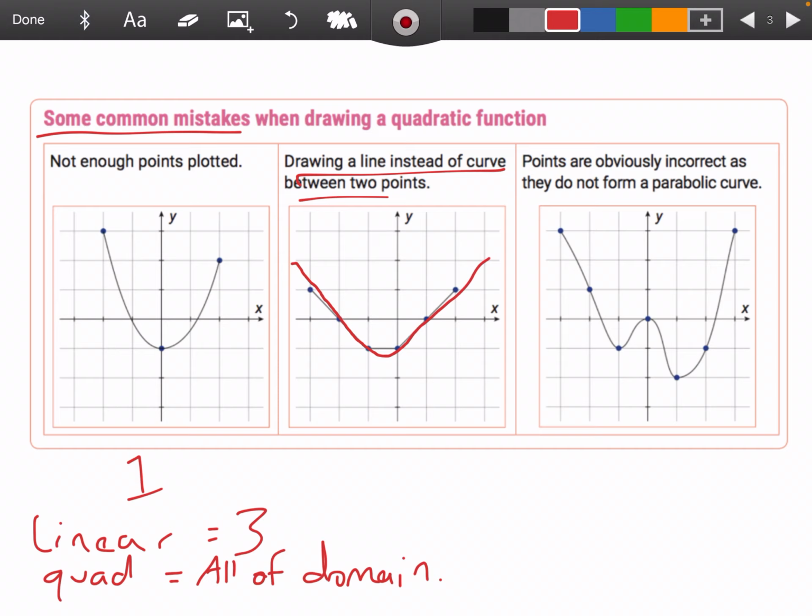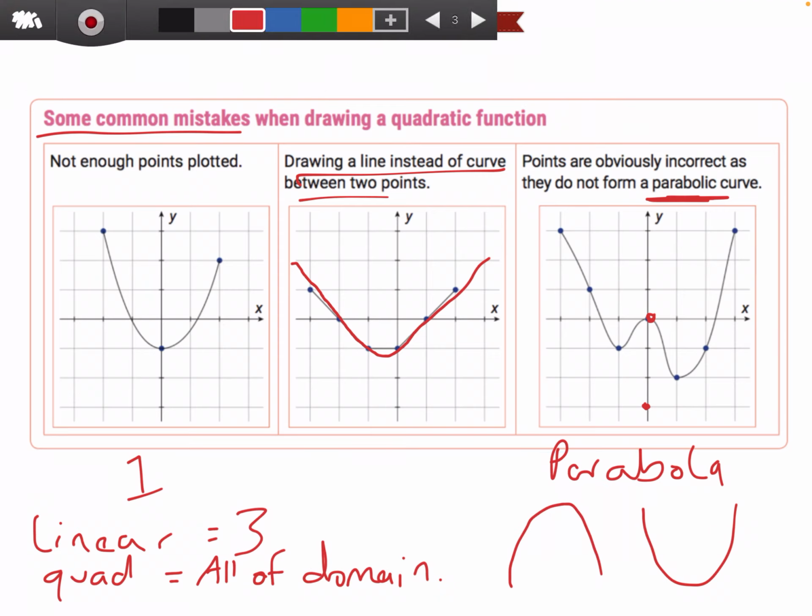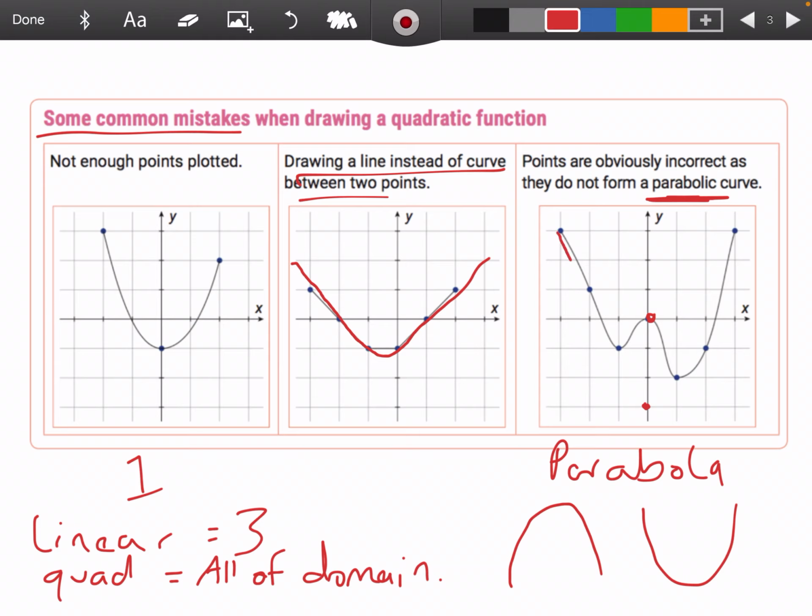And then finally, points are obviously incorrect, so we don't form a parabola. Remember I said that a second ago? A parabola is our kind of sweeping curve like those. And these points are obviously plotted incorrectly. You would expect that point should be somewhere down here maybe, and that would give you a nice parabola as we've discussed. Let's go again, sorry. Something like that. You can see that point has probably been plotted wrong for whatever reason.